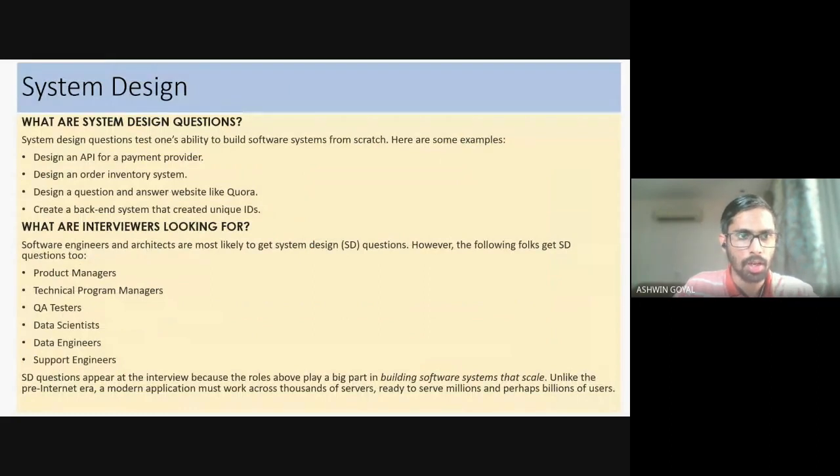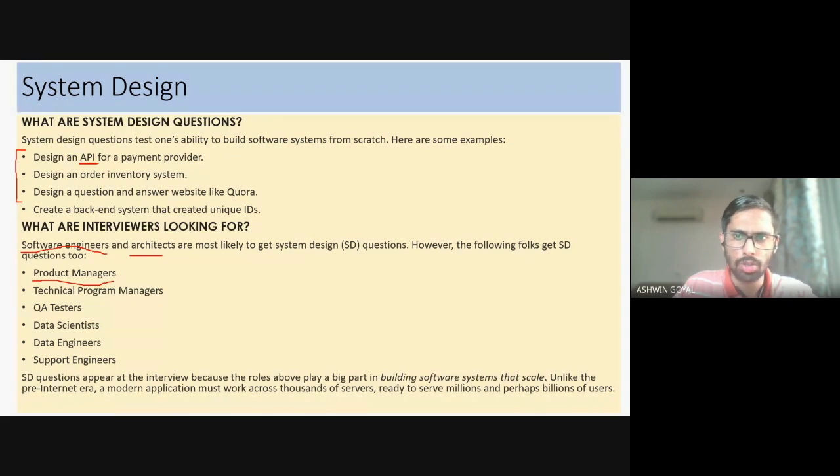Yes, and this is a summary of what system design questions are. Basically, questions like design an API, design an order inventory system, design a question and answer website like Quora, create a backend system. So these are system design questions. Basically, you are designing some system, for example, an API.